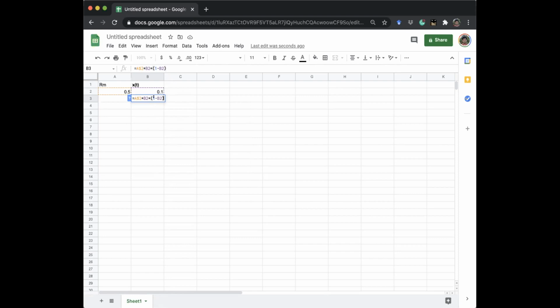Yes. This is basically the formula of R times X times 1 minus X. Is that right? Yes. So if I press enter, I'll get the answer. Okay. Now what do I want next? I want the next population. So 0.1 has become 0.045.